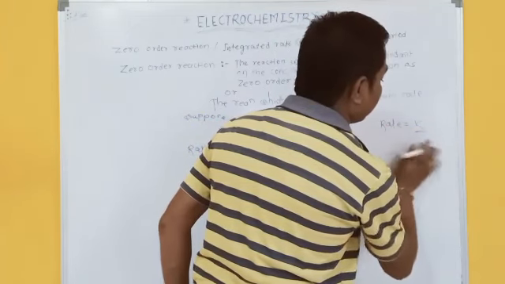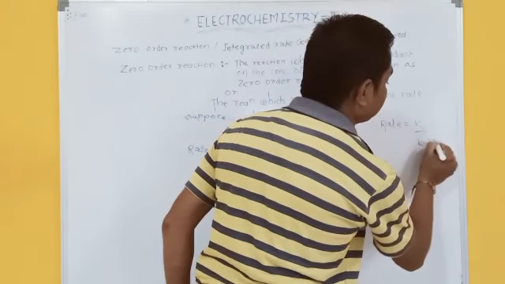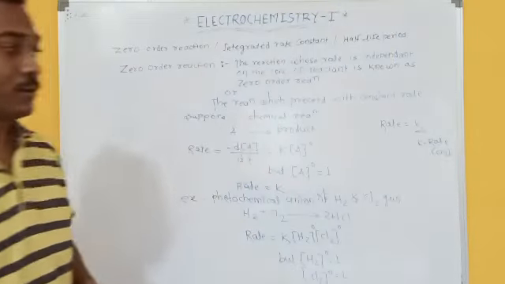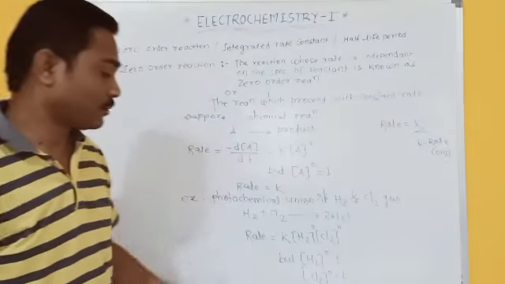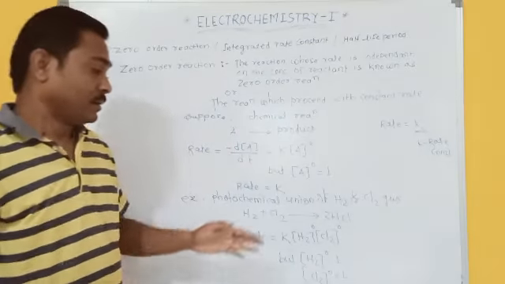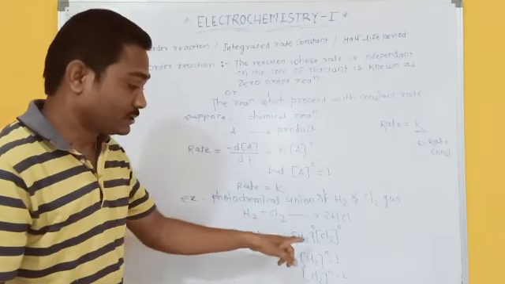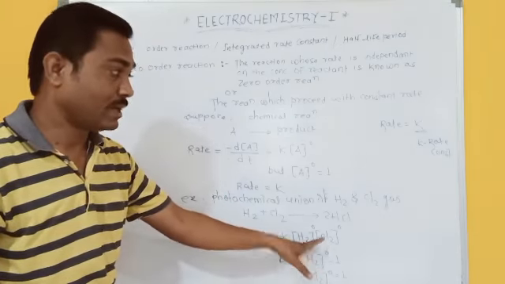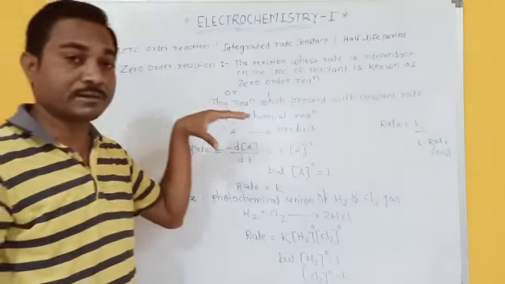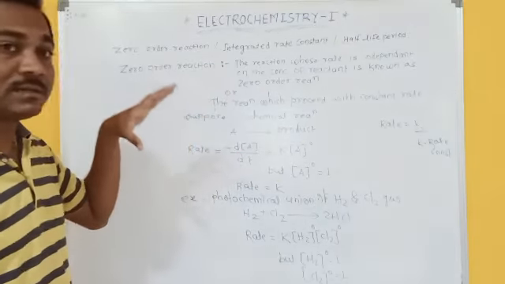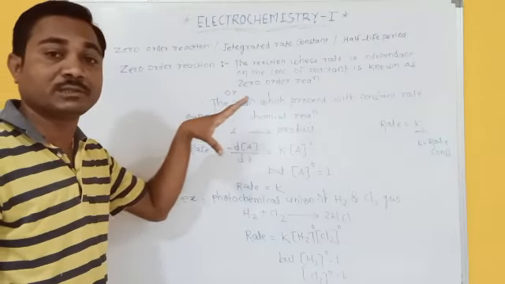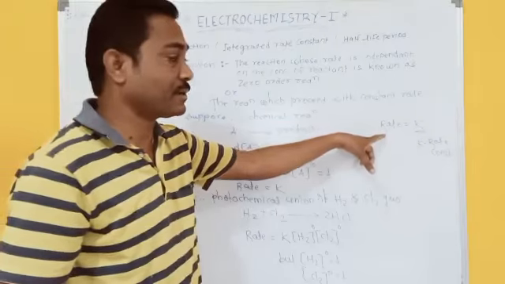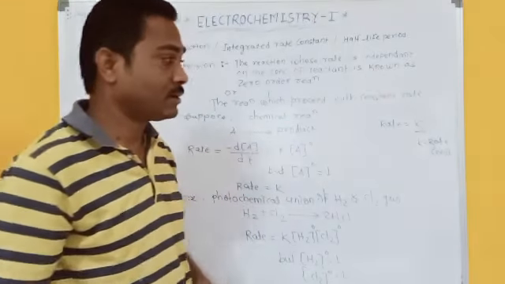K is the rate constant. Rate of reaction is always equal to the rate constant in this reaction. Why? Because the rate of this reaction does not depend upon the concentration of H2 as well as Cl2. That means in a zero order reaction, the rate of reaction is independent of the concentration of reactant. Therefore, the rate of reaction is always equal to the rate constant.